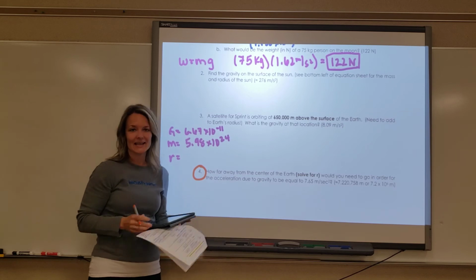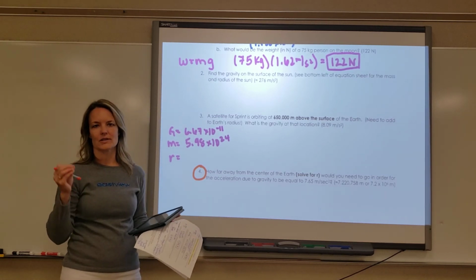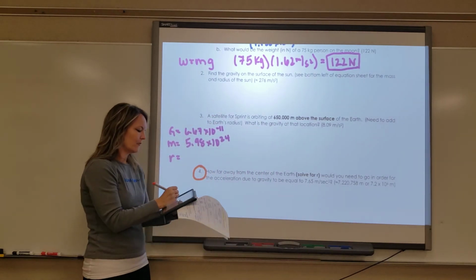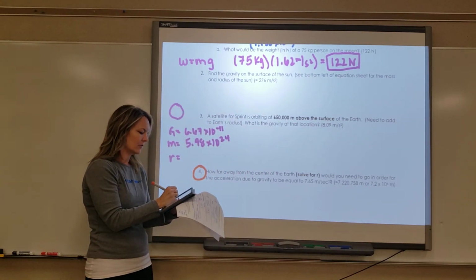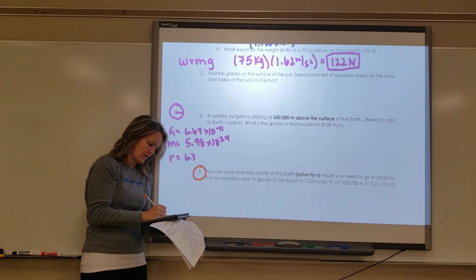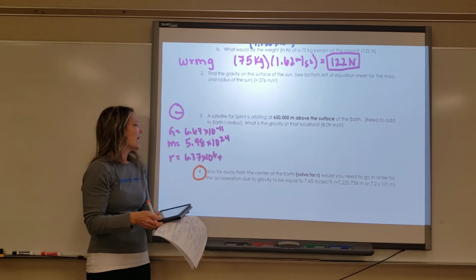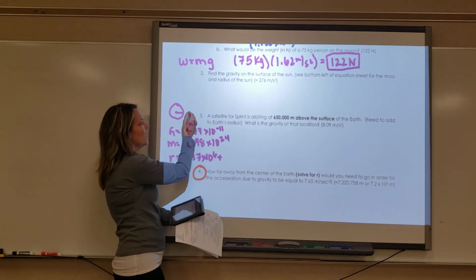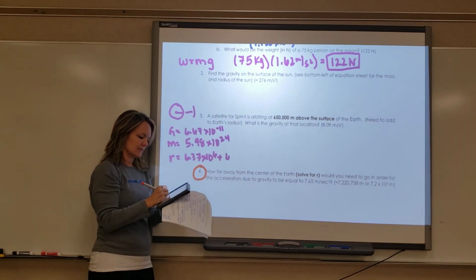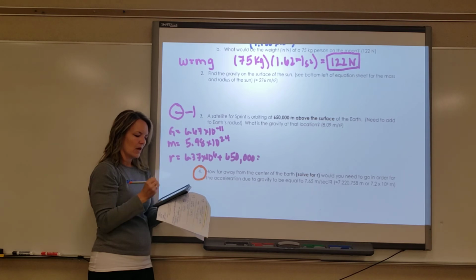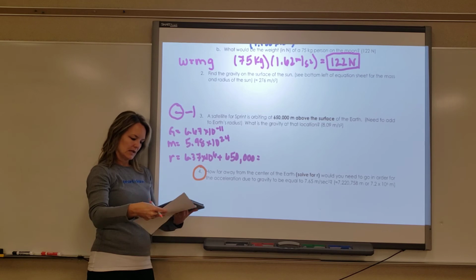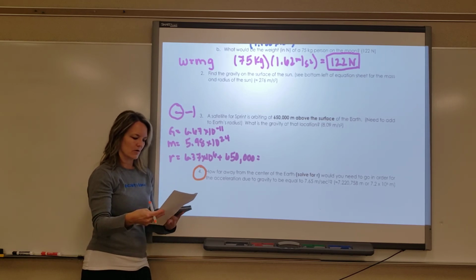And for our radius, you have to add the Earth's radius to how far above it you are. We are getting from the center of the Earth to the surface. That's the Earth's radius, the 6.37 times 10 to the 6th. And to that number, we have to add how far out we are, which in this case is 650,000. When you add those together, let's see, what did I get? 7.02 million.